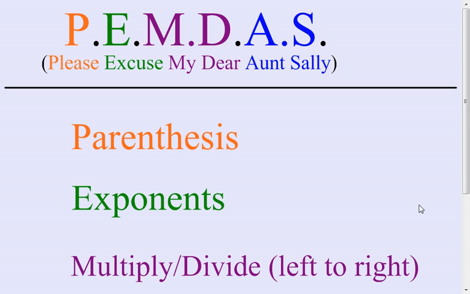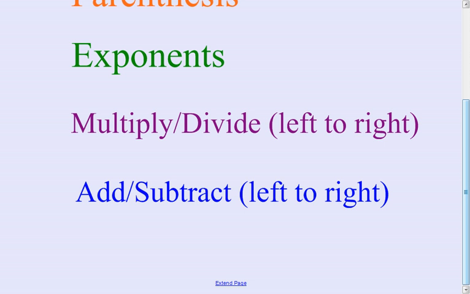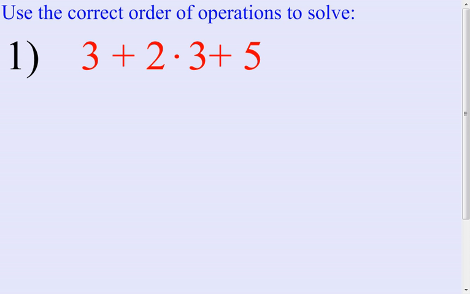first, and then exponents, and then multiply and divide are tied, so you work left to right. If there's both multiplication and division in the same problem, then you work left to right. But you always multiply and divide everything before you would add and subtract anything. And again, add and subtract are tied, so you work left to right if there's both in the same expression. All right, so here we go.